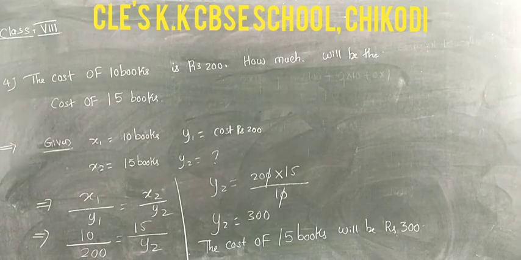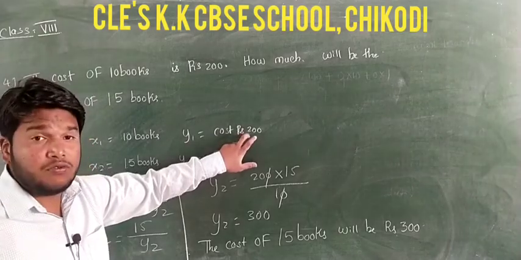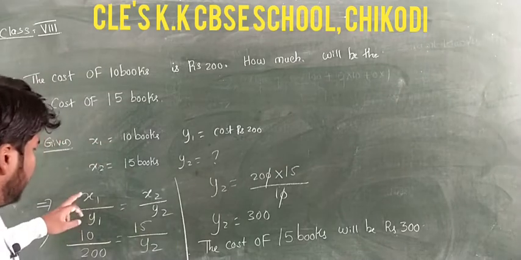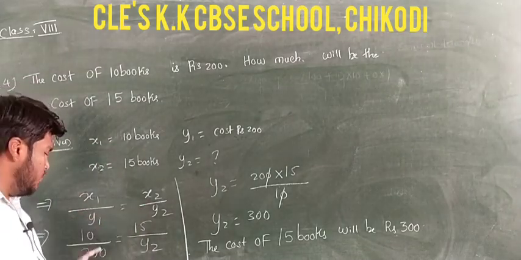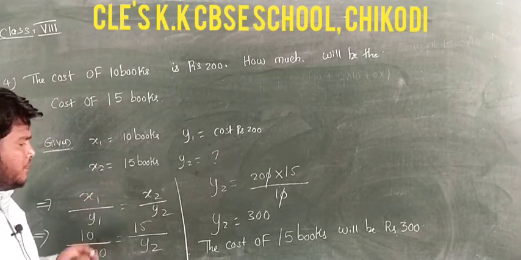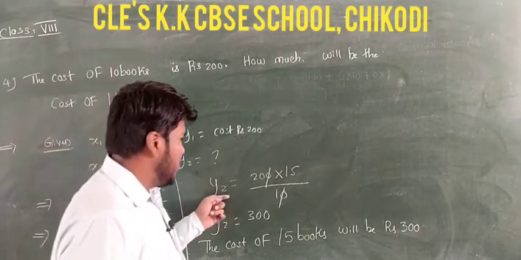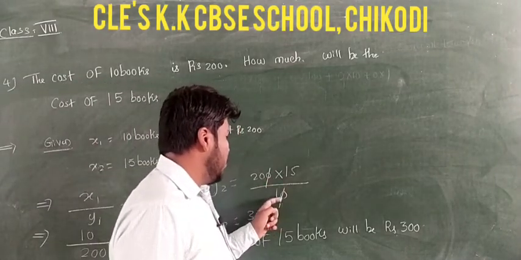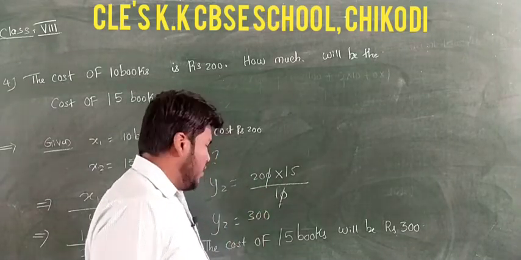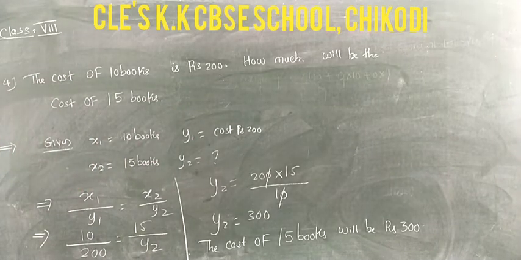First of all, they have given x1 as 10 books, y1 as the cost, rupees 200, x2 as 15 books, and we need to find y2. Again we have the formula x1 by y1 is equal to x2 by y2. So y2 is equal to 200 into 15 divided by 10, the 0 gets cancelled, 15 twos are 30, so y2 is equal to 300. Therefore the cost of 15 books will be rupees 300. Pause the video to note down.